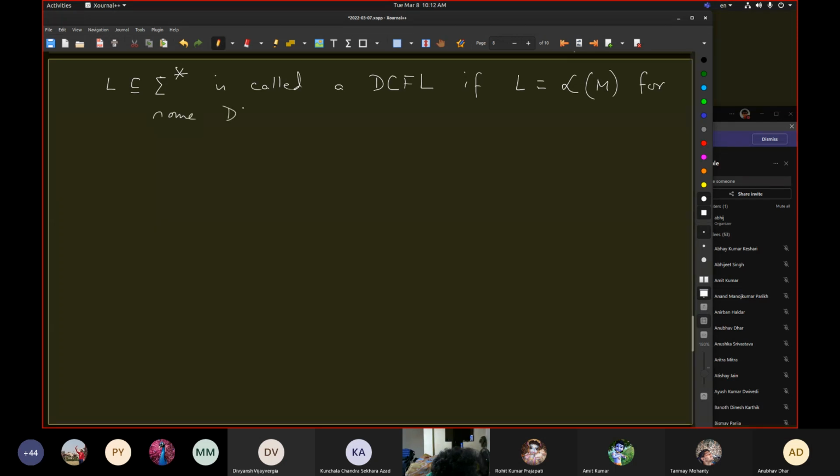And now I define: L, a language over sigma, is called a DCFL, deterministic context-free language, if here is the language of a DPDA M.